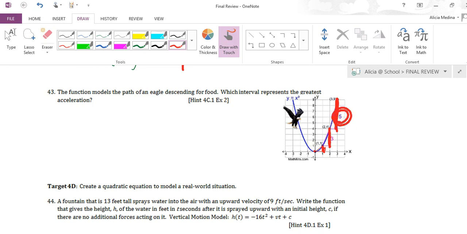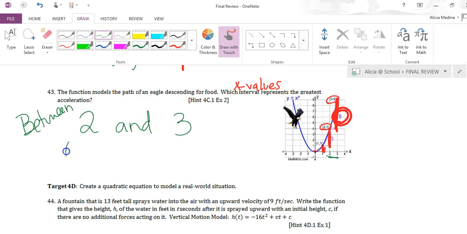But if it's asking you for the interval, interval means x values. So I don't need to write that ordered pair of 2, 4, right, and 3, 9, x values. Between which x values did that happen? Well, it happened between 2 and 3. So I just have to say between 2 and 3. And again, it's because those points were 2, 4. That's where I got that 2 from. And this one was at 3, 9. That's where I got that 3 from. So again, x values, I only have to say the x values.